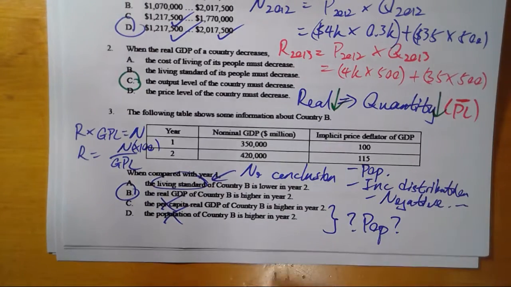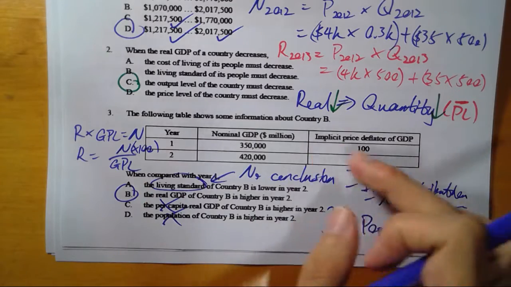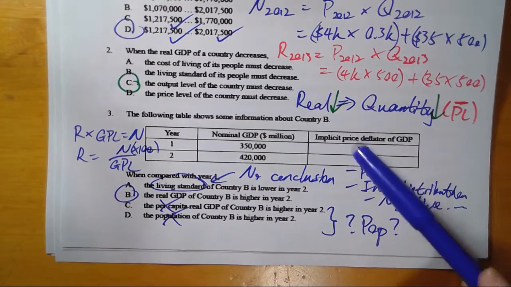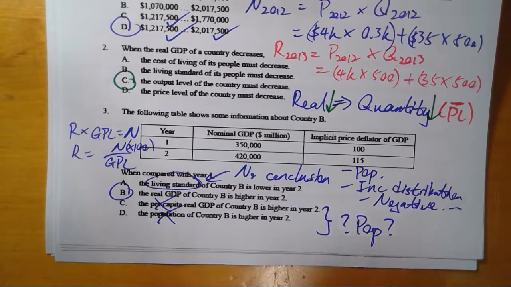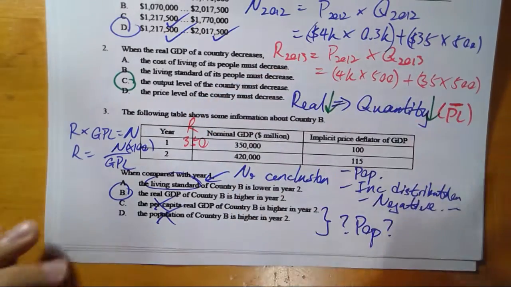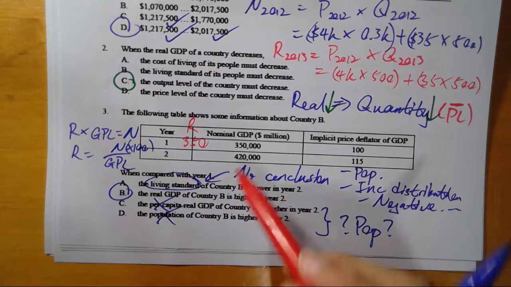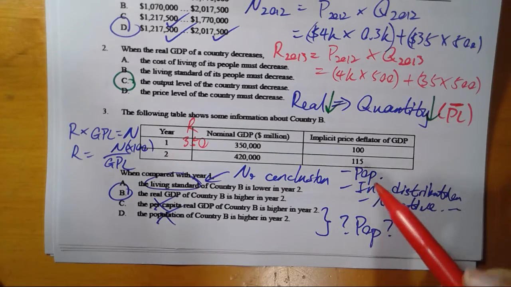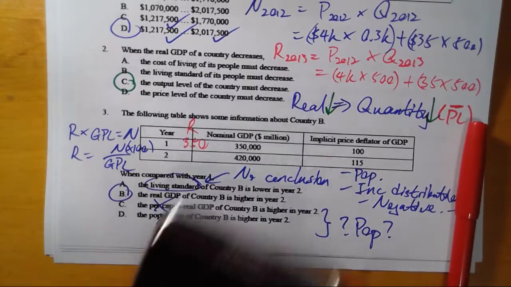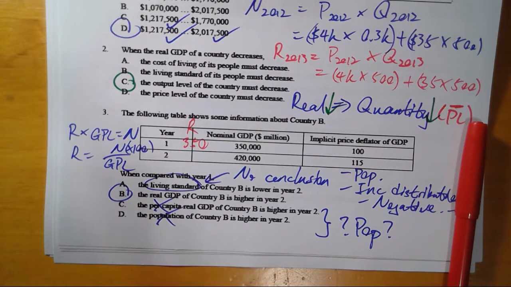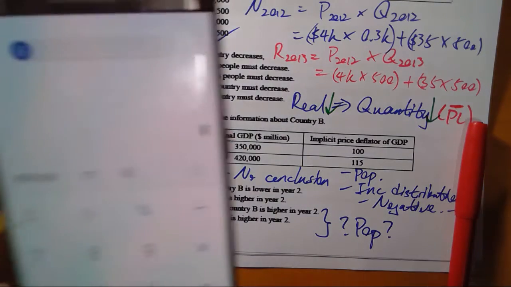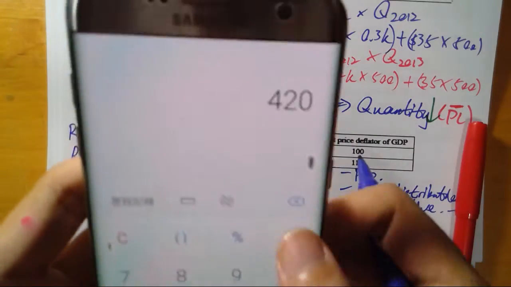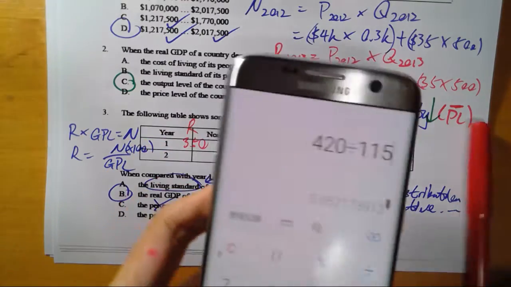Here, year one, we will get real GDP. Since it is 350 divided by 100, we will get this number. Now, what about next year? 420 divided by 113. Let's actually calculate. Let's really take a look. Here, 420 divided by 115. We get this.